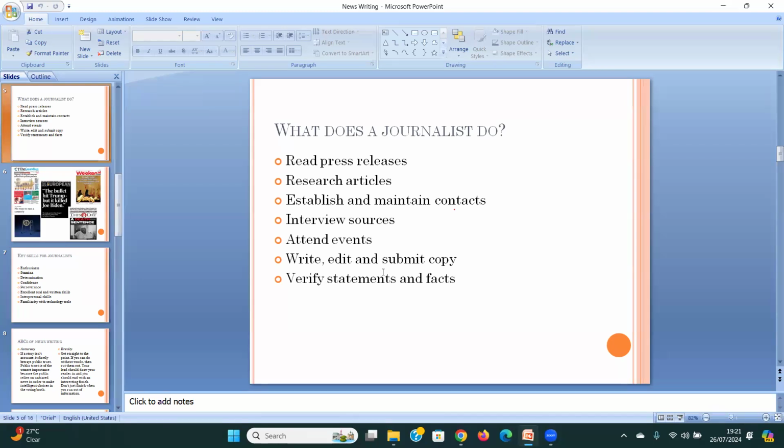So you research on it, go online, what has been said about this particular issue or topic. Get more expert opinion on it. So after taking up that press release, you research on what you want to write about. You establish and maintain contacts. Now, a journalist is as good as his contacts or sources.